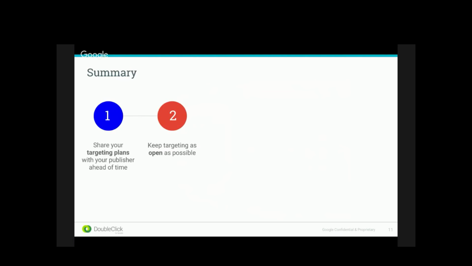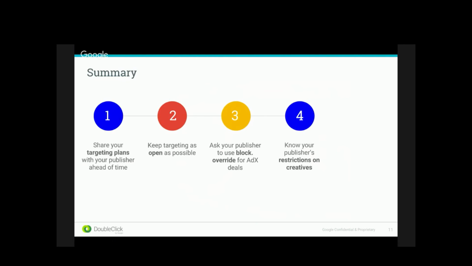To summarize, 1. Share your targeting plans with your publisher ahead of time. 2. Keep targeting as open as possible. 3. Ask your publisher to use block override for AdX deals. 4. Know your publisher's restrictions on creatives. And 5. Ensure the landing page is associated to the right advertiser and the publisher isn't blocking that page.